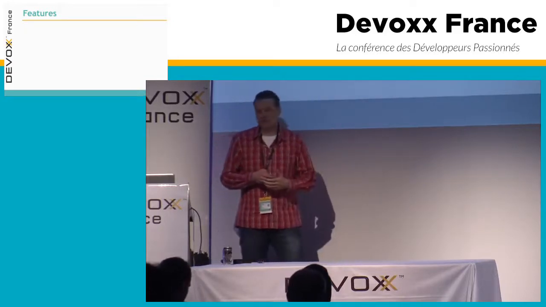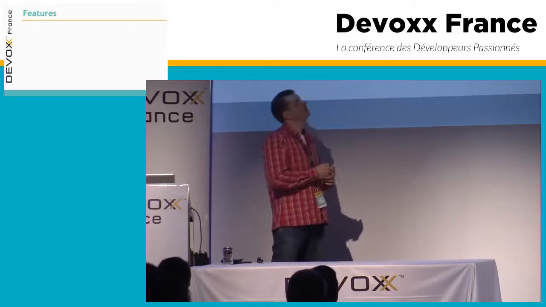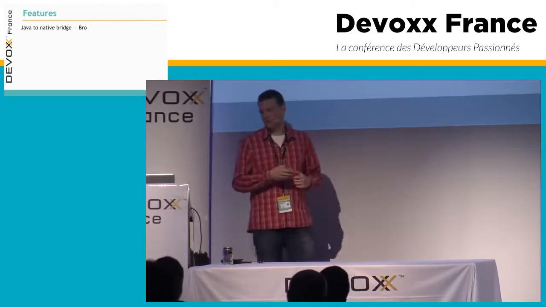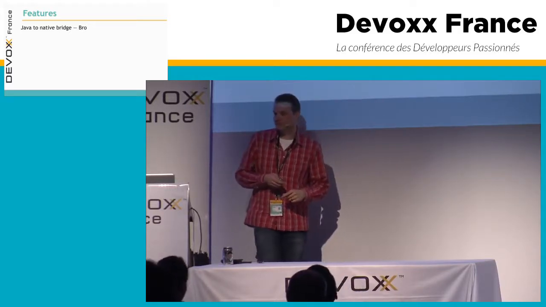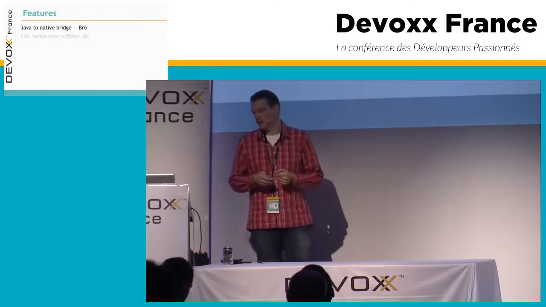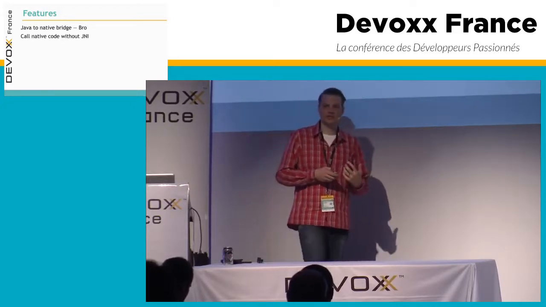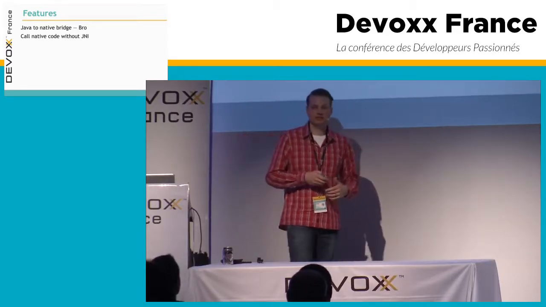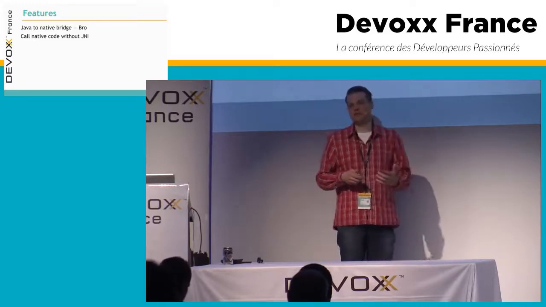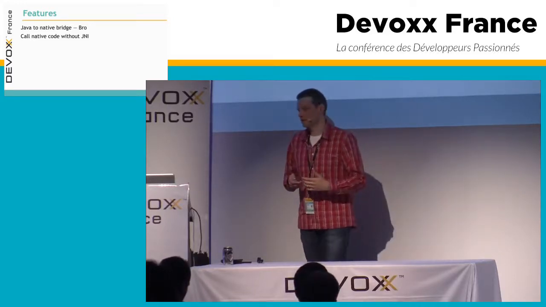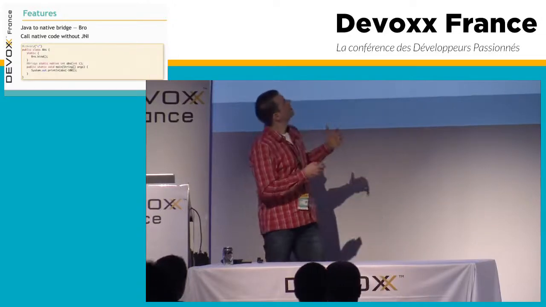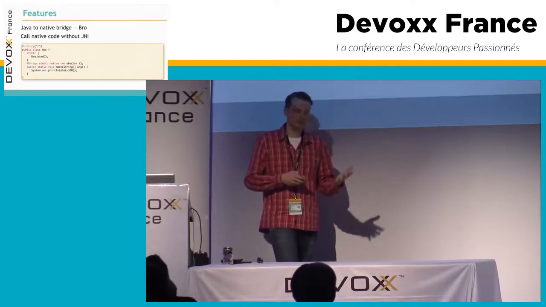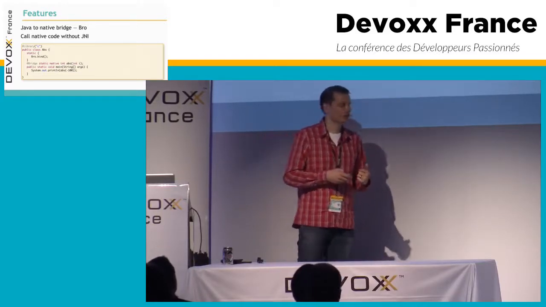So RoboVM also has a built-in framework to interface with native code, which is called Bro. This is the Swedish word for bridge. So using Bro, you can call native code without using any JNI. Typically, this is used to call into system functions in system libraries. So you don't have to write any native code if you need to call into a system function.